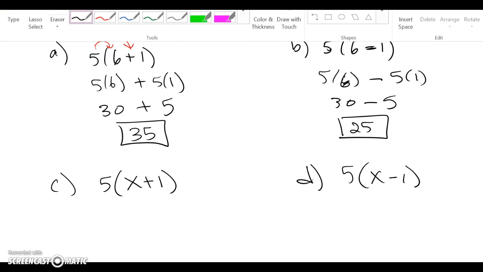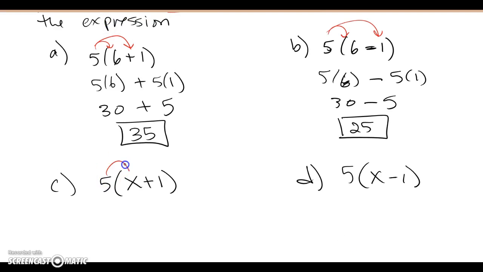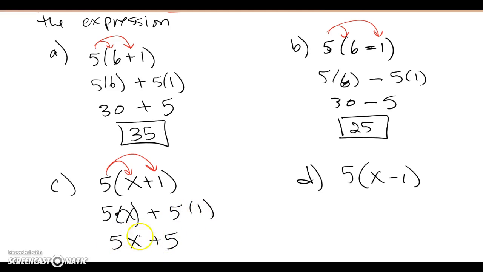What happens if I have variables involved? Well, let's distribute the 5 over into the x and the 1. So I have 5 times x basically plus 5 times 1. I can use parentheses here if I want to also. So 5 times x is just 5x, 5 times 1 is just 5, and then there's nothing more I can do. This one contains an x, this one doesn't, so that is my final answer.